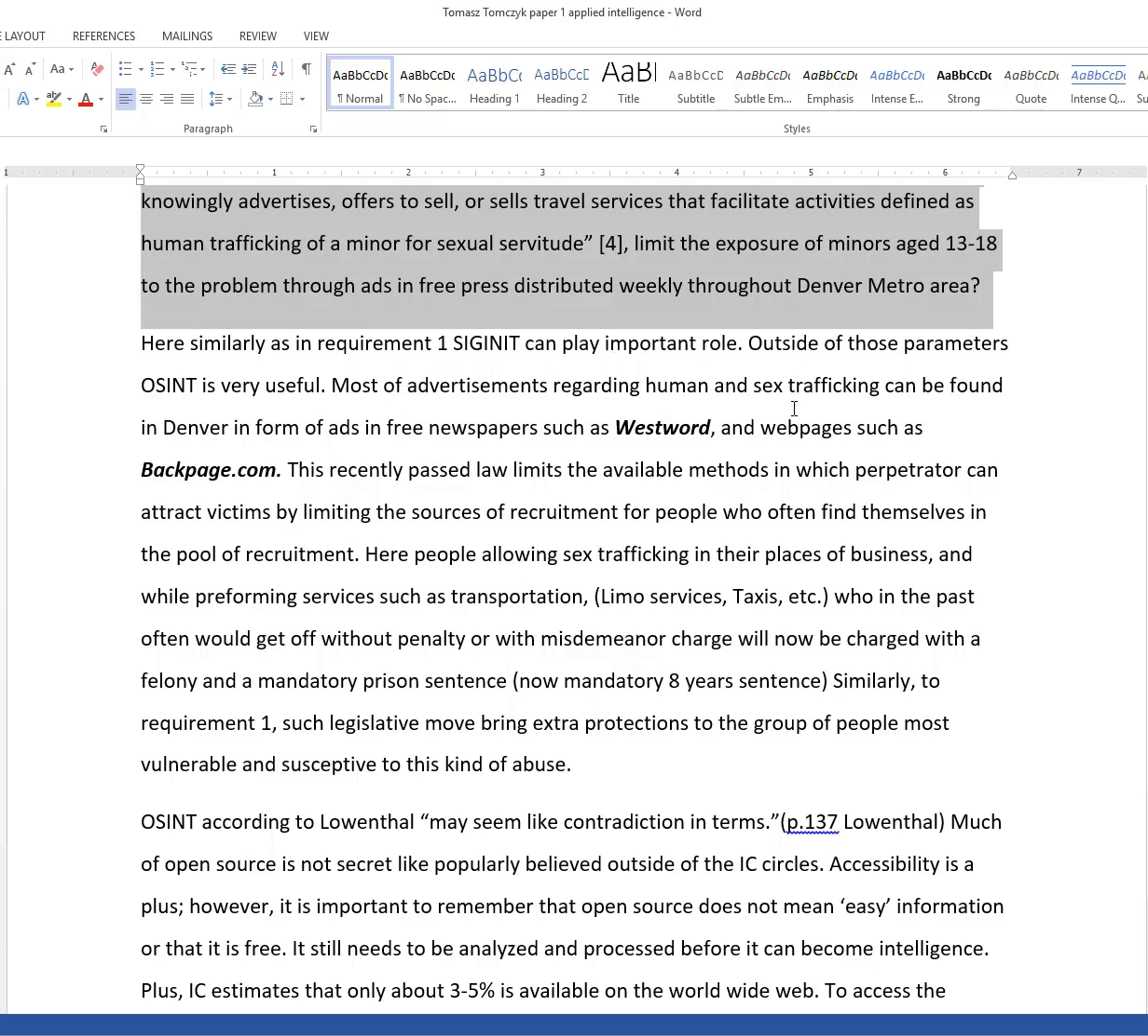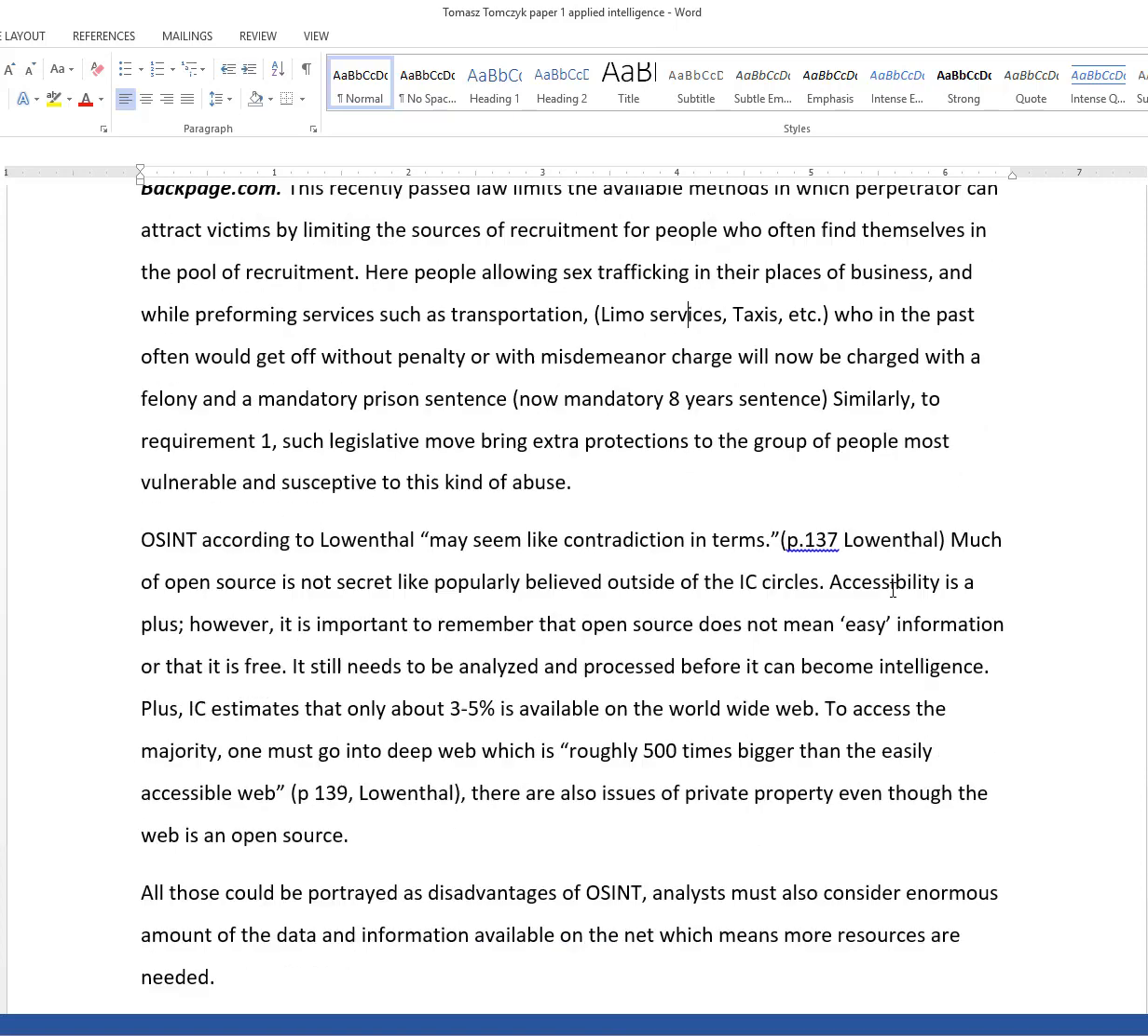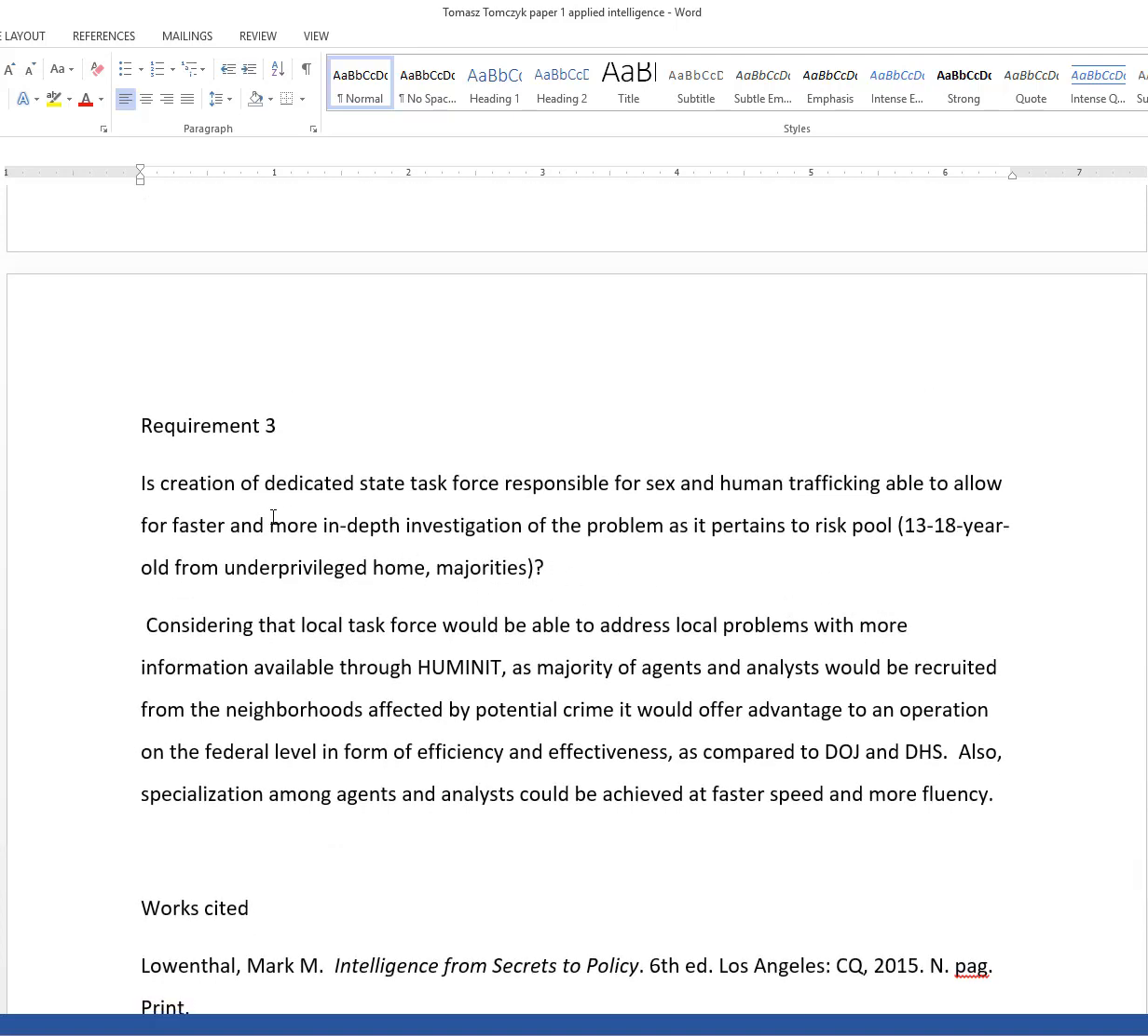And again, for this one he uses OSINT, and these are two websites that apparently are used for human trafficking in this sense. And then requirement 3 is right here. I would probably expect a little bit more detail for this. So that's what I'm looking for in paper 1. If there are questions or issues, please let me know.